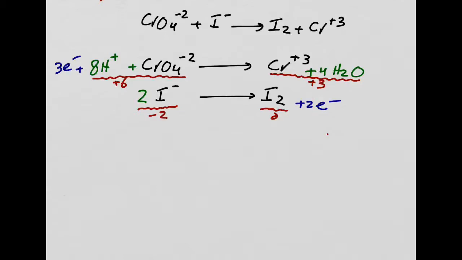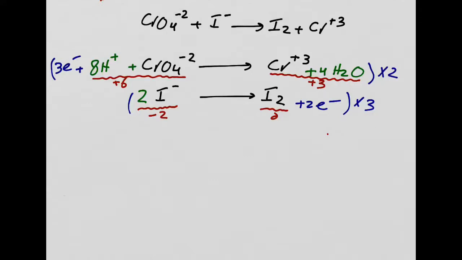We can make them the same. How do we do that? What if I multiply this by 2 and I multiply this by 3? Then I would end up having 6 electrons here and 6 electrons on this side, because then I would gain 6 and lose 6.